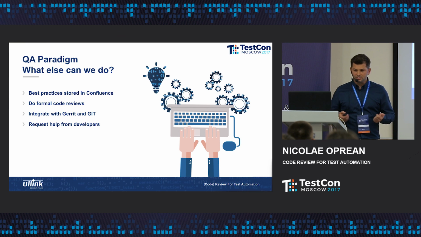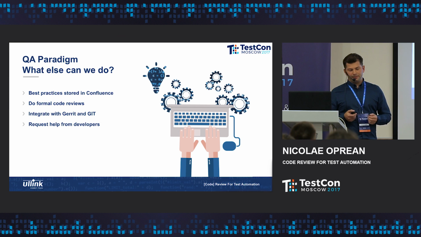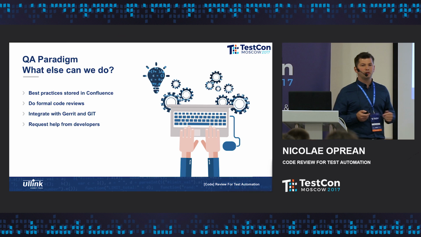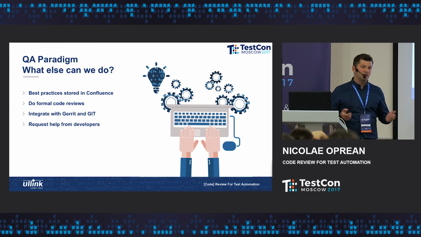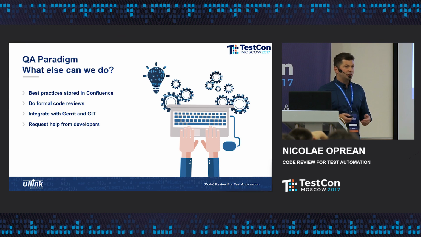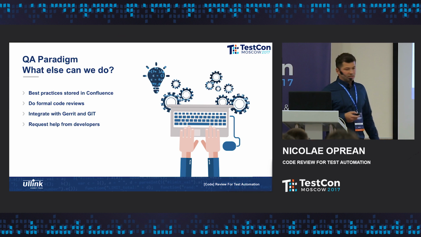Gerrit is one of many review tools, and Git is one of the most common source control systems. But at that point, the reviews were done only by QAs. QAs are good for doing code review, but not the best ones. So we requested help several times from development. Collaboration between QAs and devs brought us to the next level.